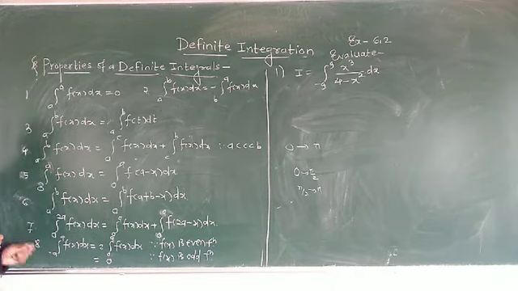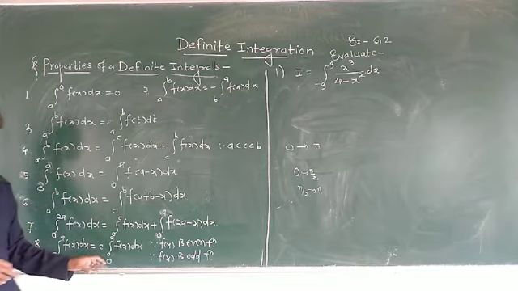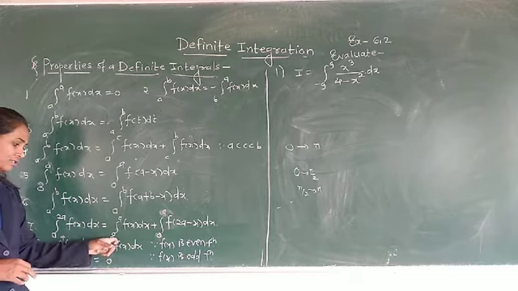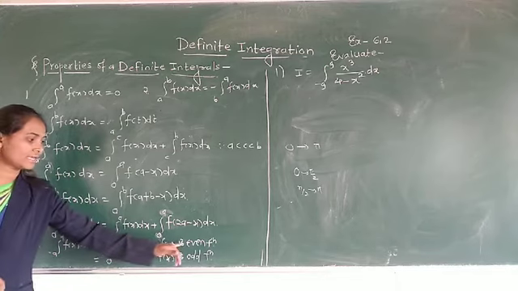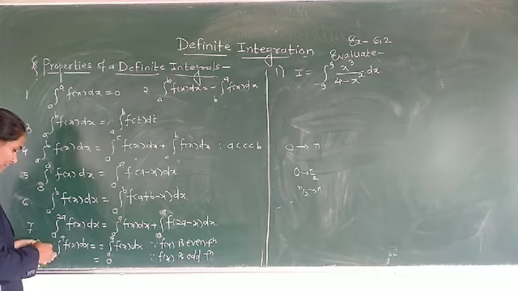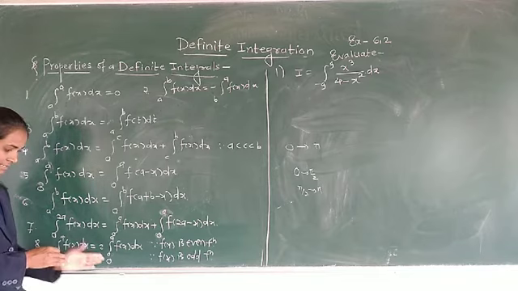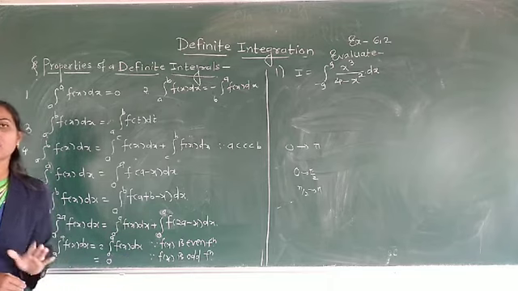Now the last property, which is also very important for solving examples: integration minus a to a. That means the limits are the same but the sign changes only. Minus a to a f of x dx is equal to 2 times integration 0 to a f of x dx if our function is an even function, and the integral minus a to a f of x dx is equal to 0 if our function f of x is an odd function.